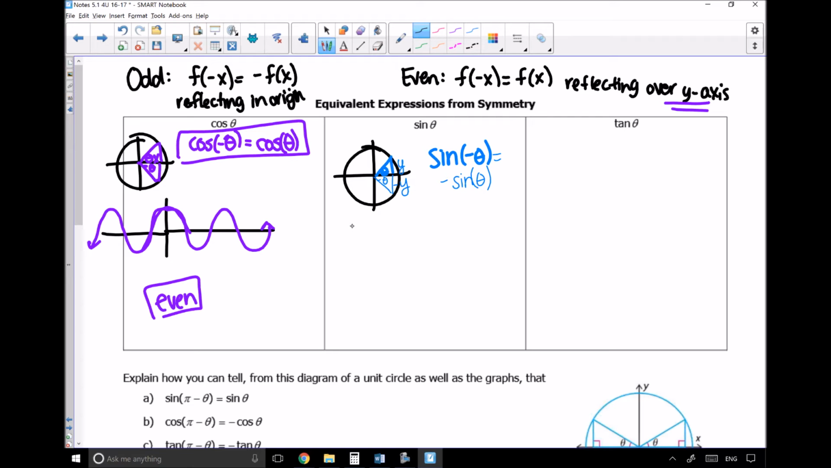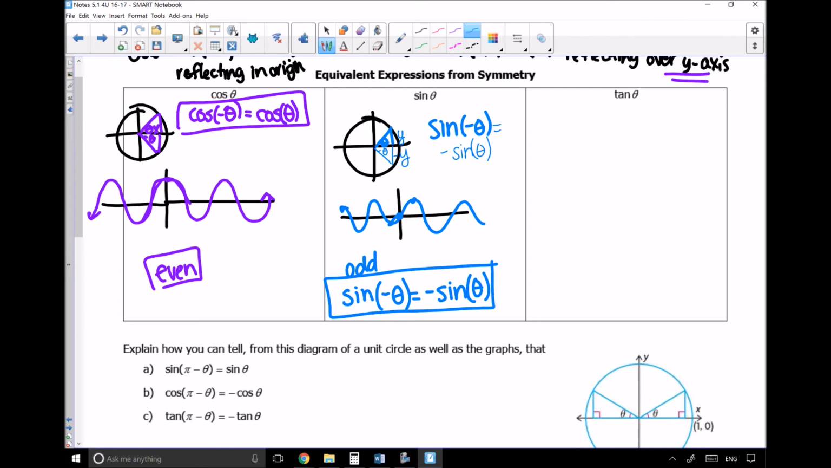Let's verify this graphically and see if I really do end up getting an odd result for sine of theta. Remember, sine of theta ends up looking like this right here. If I reflect this over the origin, then each value that I have up here will reflect through to the value over here. So it's going to be an odd function. So we can say that sine of negative theta is equal to negative sine of theta.